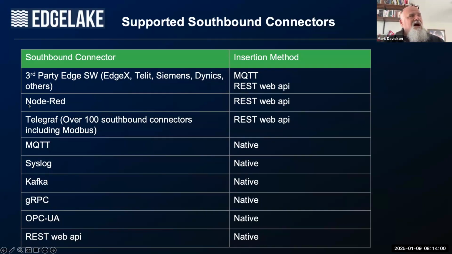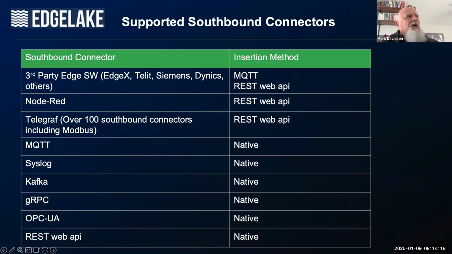Node-RED is another common IoT application that does flows and some logic around how you collect data, map data, and do other things. The Node-RED implementation also uses the REST web API to push data into Anylog.